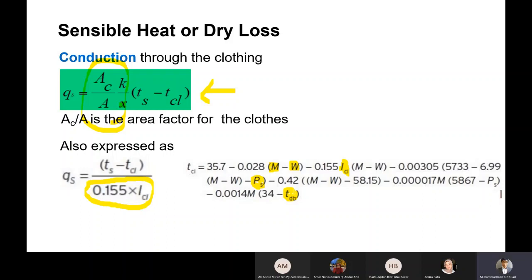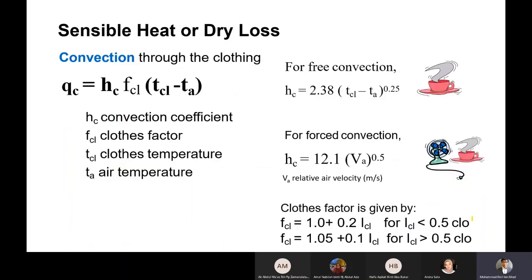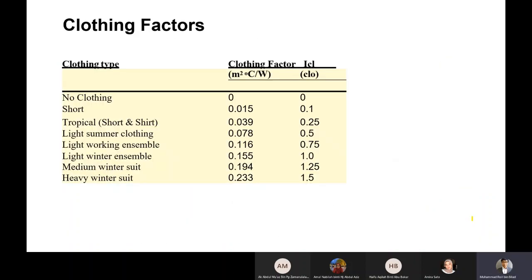So you can calculate sensible heat using this one only, or you can calculate it by, okay, and then the clothing factor is related to the CLO. This is the equation, and CLO is given. This is empirical data as shown here.